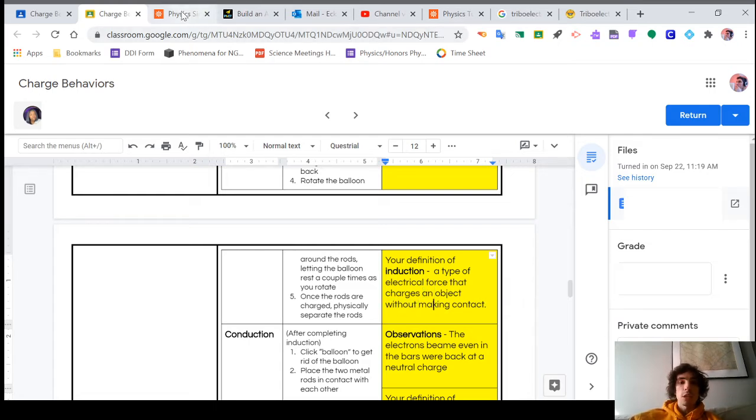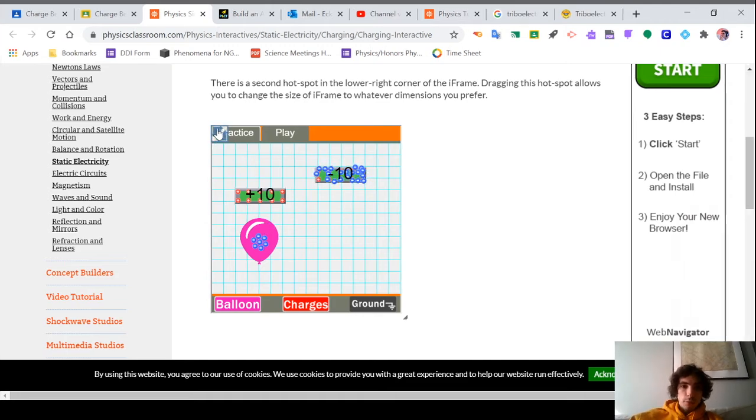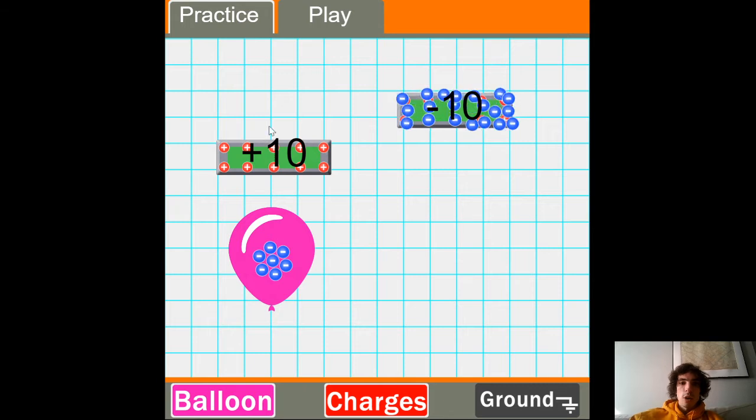That's what makes induction really special, is that this balloon did not have to touch either of those metal rods in order to charge them. It was really just the two neutral metal rods that charged each other, but really it was that negatively charged balloon that caused all of these electrons to move up into the top rod and all of the electrons to leave this bottom rod, leaving it positive and leaving the top one negative. So that's what's special about induction, it's that charging without actually making contact. Now that is different from conduction.